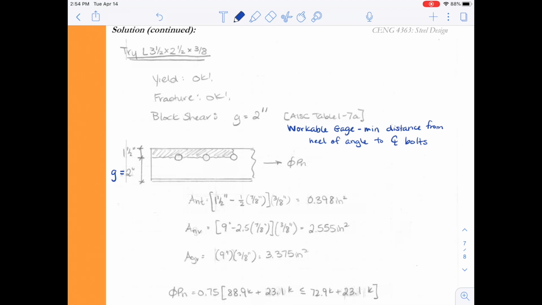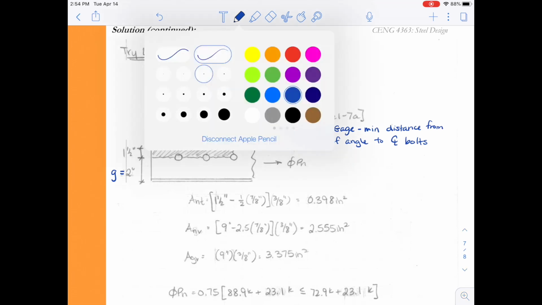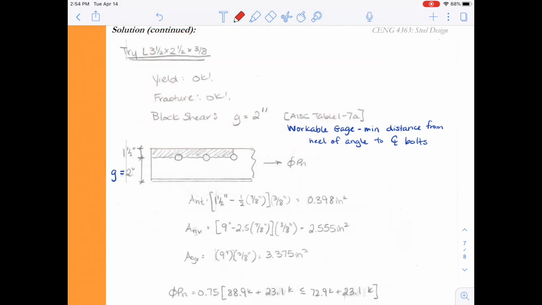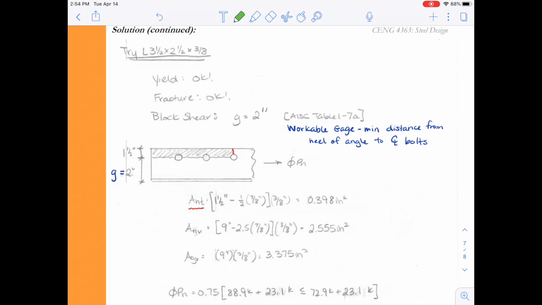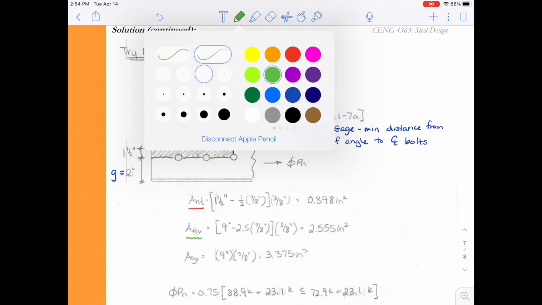Remember block shear. Block shear has 3 different components that it looks at. It looks at fracture along the net tension area, so I've highlighted that there in red. It has fracture on the net shear area, which I've highlighted there in green, and that would be the area there through the bolt holes. And then finally we have the gross shear area, which would not include the cutouts of the bolt holes. And then we're going to look at yielding on the gross shear area.